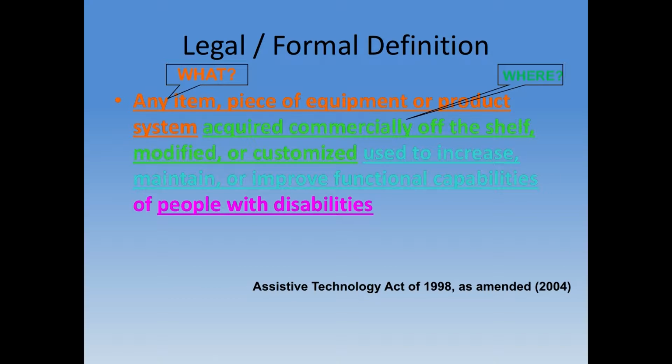And it could be acquired off the shelf. You could modify it within your clinic or home, and you can customize what you buy. And the core of the definition is that it must be used to increase, maintain, or improve functional capabilities of people with disabilities. So those four components are what I will use to frame my talk today.